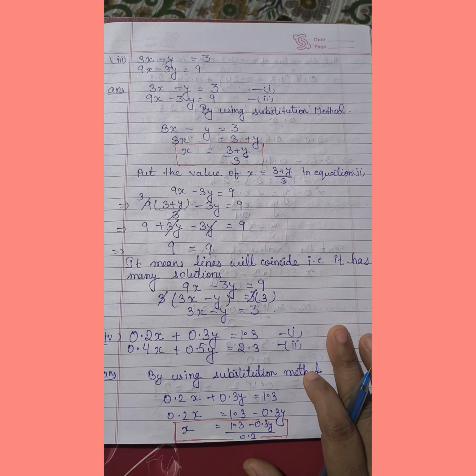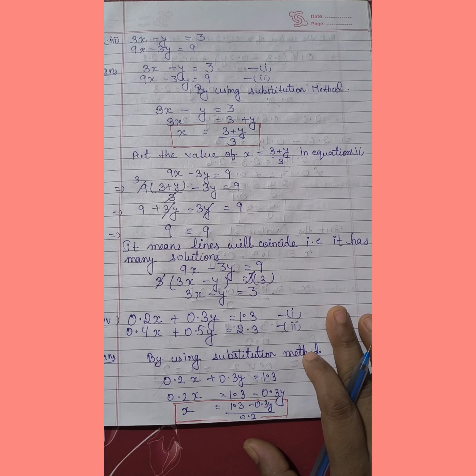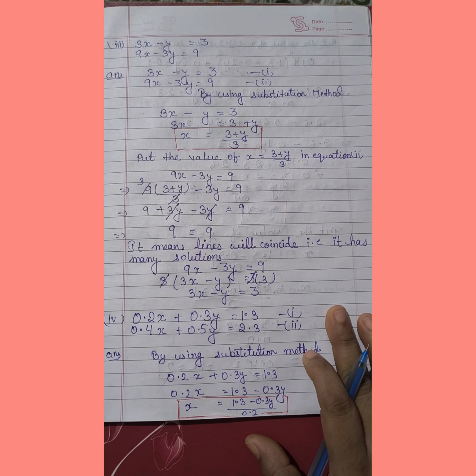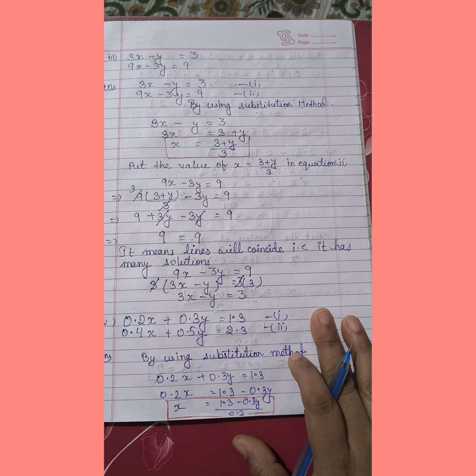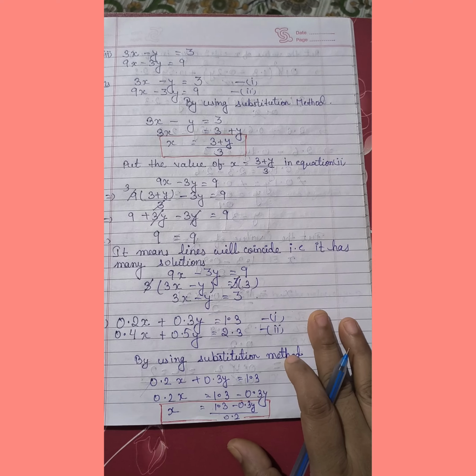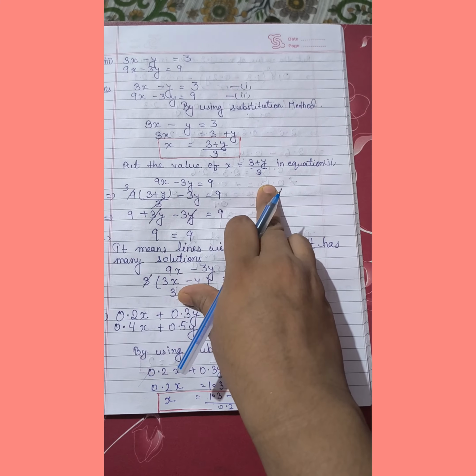Now we move forward to question number 3: 3x minus y equal to 3 and 9x minus 3y equal to 9. Again we assume these two linear equations as equation 1 and equation 2. By using the substitution method, we have to find the value of x. Then 3x minus y equal to 3, so the value of x is 3 plus y divided by 3. And we put the value of 3 plus y divided by 3 in equation 2.